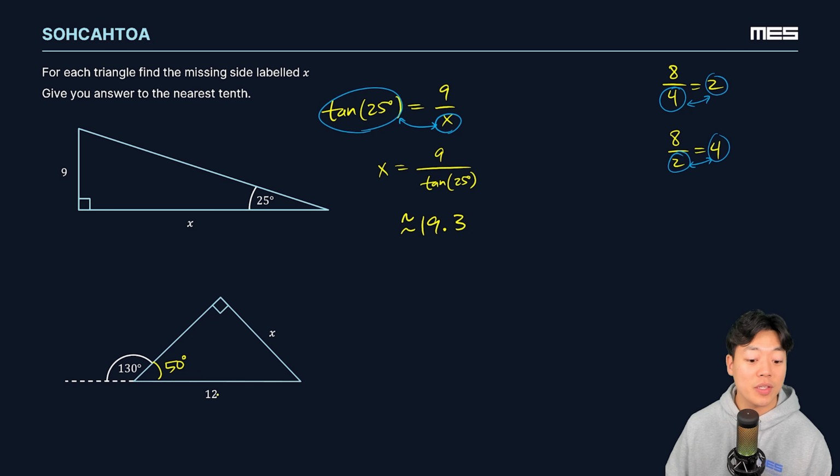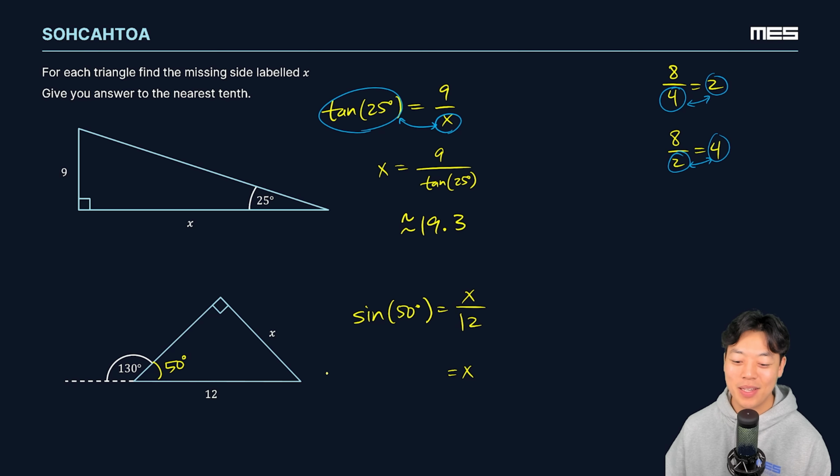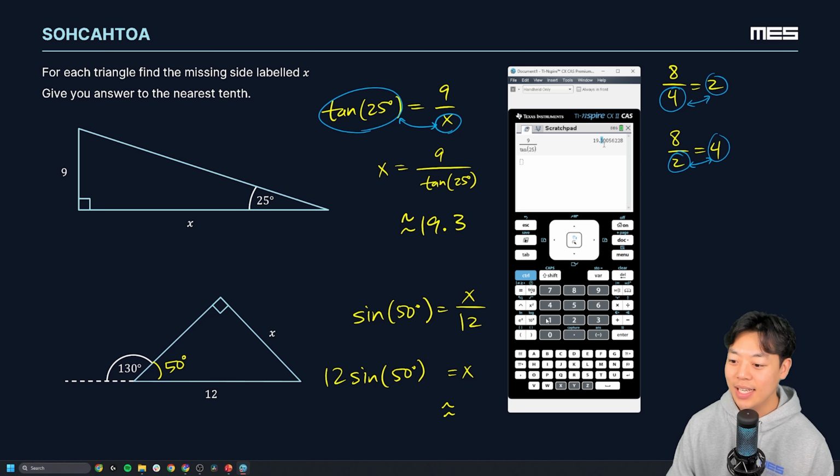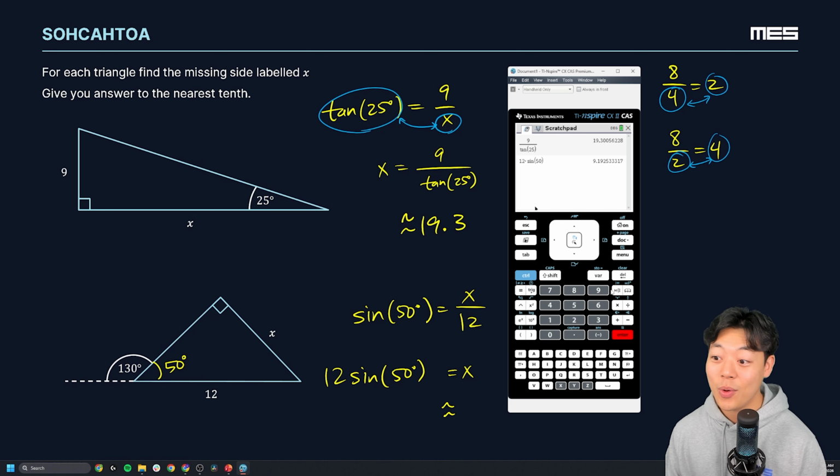Common mistake is that students think 12 is our adjacent side because it's next to the angle. But remember, the adjacent side is always between the angle in question and the right angle. So this would be our adjacent side. So we actually have sine of 50 degrees is equal to x over 12. And so x will simply be 12 times sine of 50 degrees. Let's see what this is equal to on our calculator. We'll have 12, there we go, 12 times the sine of 50 degrees. Control Enter, and we get 9.2.